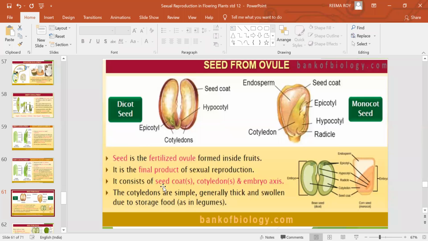It consists of seed coat, cotyledon or cotyledons, and embryo axis. The seed coat is an extra thing; a seed will have a coating too, and cotyledon and embryo axis, just like the monocot and dicot we studied. The cotyledons are simple, generally thick and swollen due to storage food, as in legumes and all. Okay, you can see this figure.